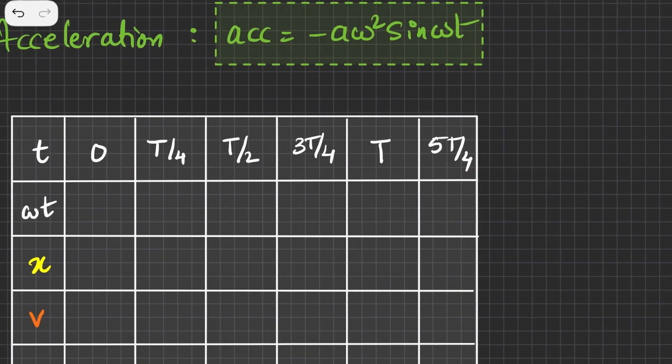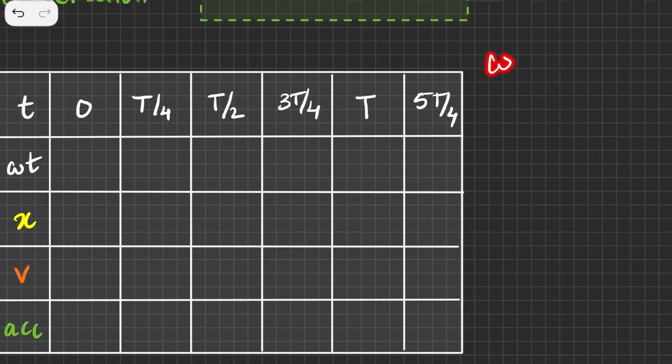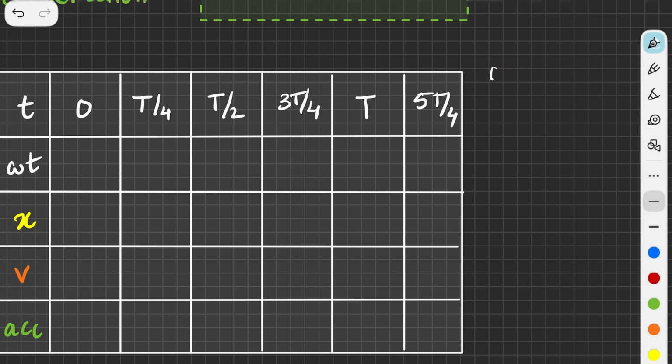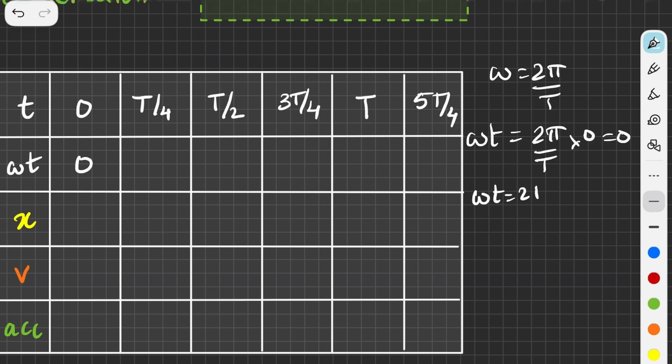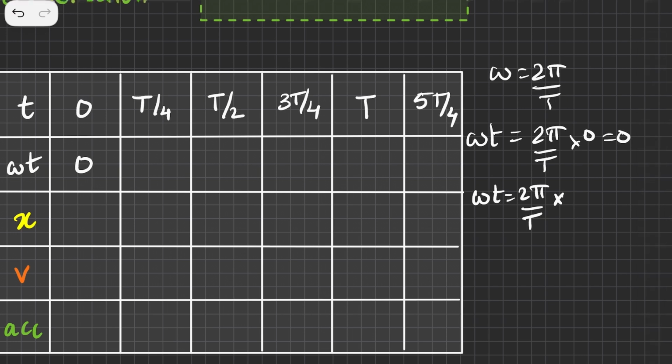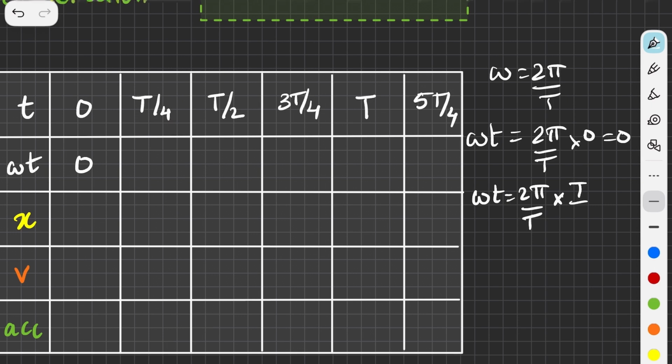Now comes omega t. Now remember that omega is equal to 2 pi by T. Omega is equal to 2 pi by T. And we have omega t. So 2 pi by T into the small t value, which is 0. So 0 into anything comes out to be 0. So my first value goes to 0. Then comes the omega t value, equal to 2 pi by T. Omega value is 2 pi by T, and the small t value is T by 4. So in place of small t, I'll put T by 4 here. So my equation will turn out to be T by 4.